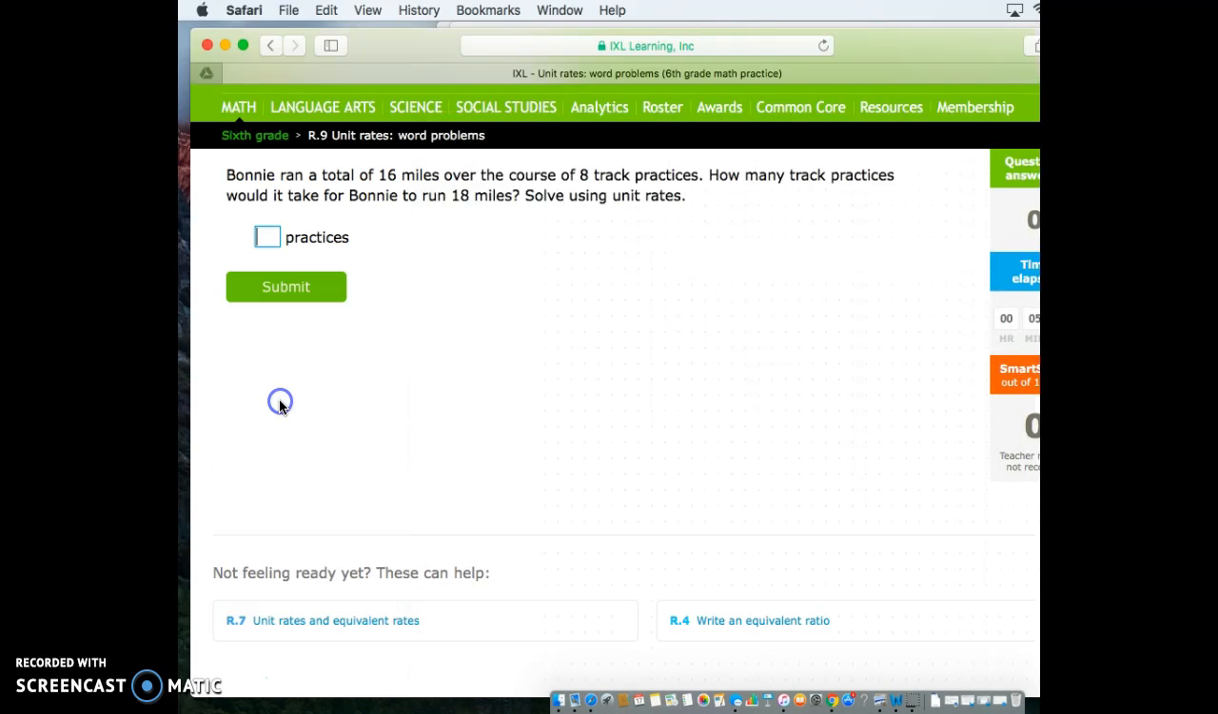So this first problem says Bonnie ran a total of 16 miles over the course of 8 track practices. How many track practices would it take for Bonnie to run 18 miles? Solve using unit rate. So the first thing I need to do is figure out what the unit rate is. She can run 16 miles over the course of 8 track practices. So in 8 practices, she goes 16 miles. So I need to figure out how far she can run in one practice.